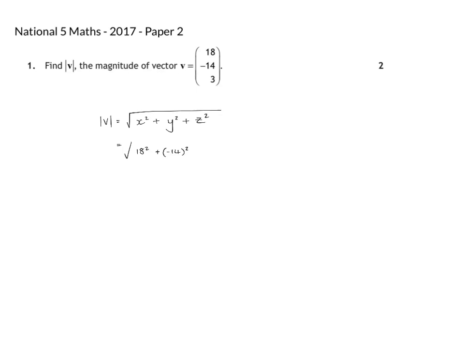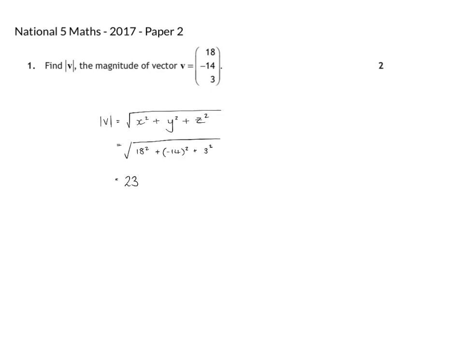Remember, when you're doing this, use a bracket, because if you don't, your calculator isn't going to understand that it's minus 14 times minus 14. It's going to think that it's 14 times 14 and then make it negative. And then we've got our 3 squared on the end. Then it is just a case of putting that into a calculator, and when we do that, we get the answer of 23.